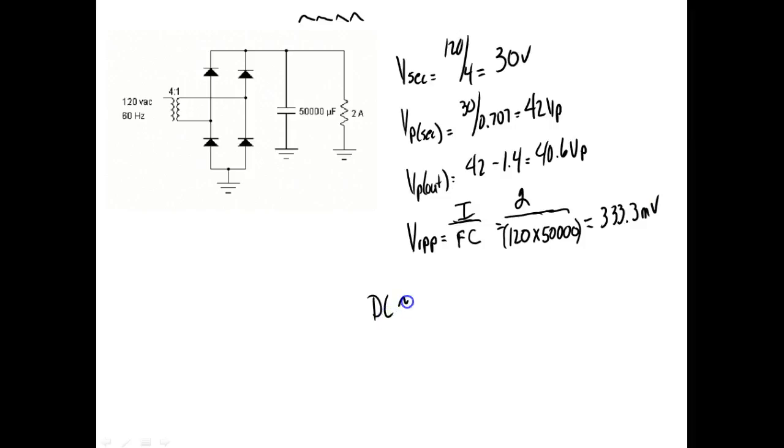My DC output should be approximately equal to V peak out, 40.6, minus the ripple voltage, 333.3 millivolts, divided by 2. So this is going to be a pretty good unregulated power supply. Well, look at the size of that capacitor. 50,000 microfarads.